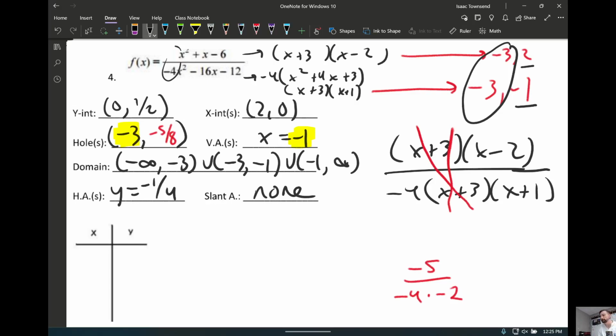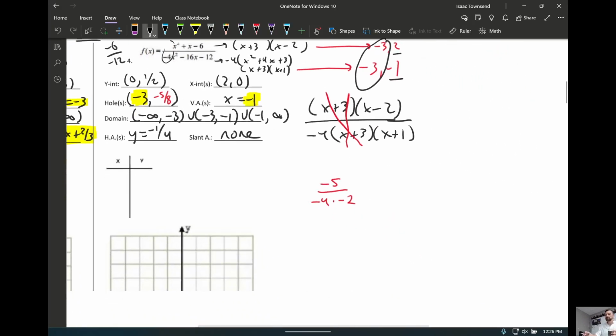Yeah? What's the y-intercept, 1/2 instead of negative 1? If I plug in 0 for x's, I get 0 plus 0 minus 6 over 0 minus 0 minus 12, and negative 6 over negative 12 should reduce to 1/2.